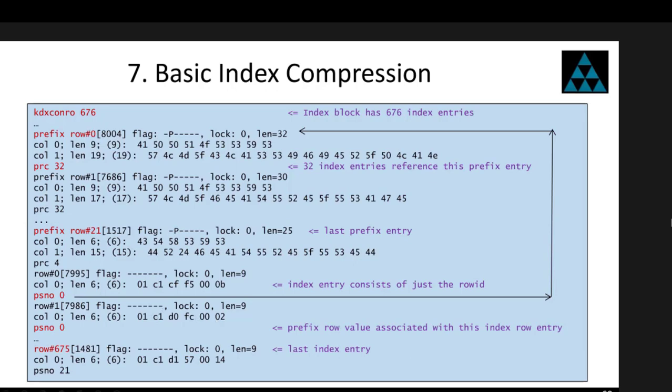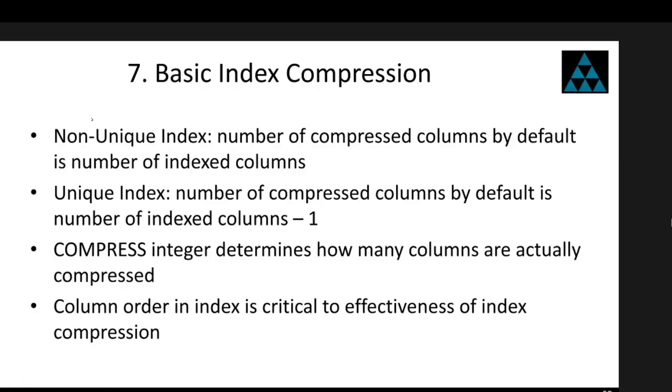Now, compression works where you've got repeated data. So for a non-unique index, I can compress as many of those columns as I want. If I've got a unique index, I can't compress the entire index. That doesn't make sense because an entire index entry would be unique. Therefore, there'd be no duplication. There'd be no way I can take advantage of deduping. So with a unique index, the default is it will compress as many columns as there are, less one. Meaning if I've got a unique index with only one column, I can't compress it using basic compression.